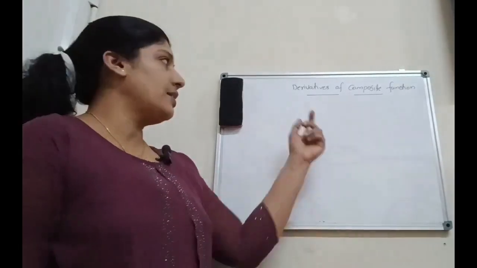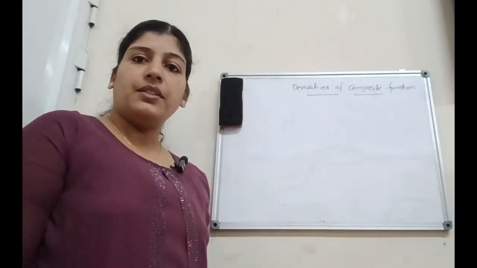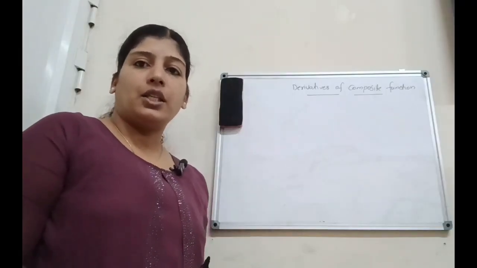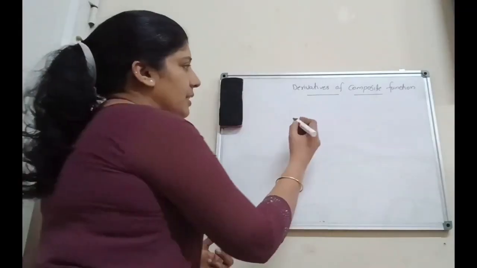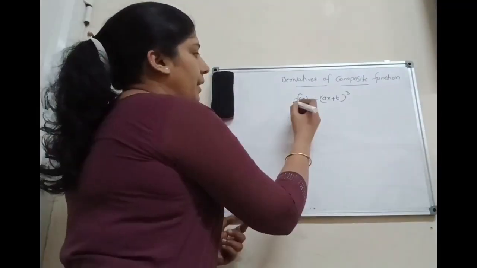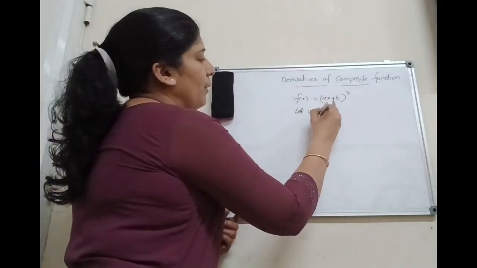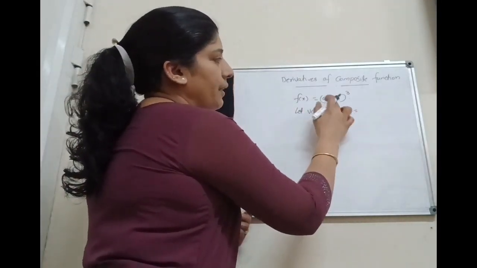Next, we have to discuss derivatives of composite functions. That is, the composite function means we have to express the function as the composition of two functions. Here, let us consider the function f of x equal to (ax plus b) whole cube. Let us take v of t equal to t cube, and here t is a function of x.